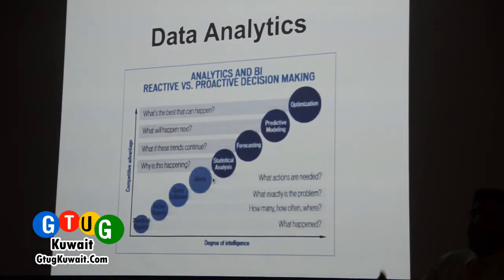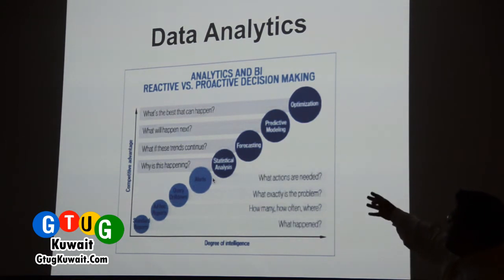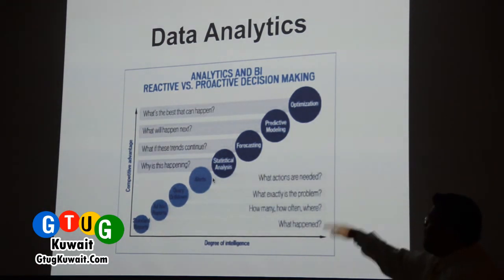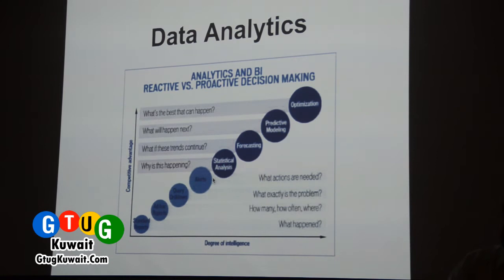And if you know what's going to happen next, then you can kind of analyze what data is going to be needed at that time, which is predictive modeling. And finally, where everyone wants to reach is optimization. So you optimize the data that you have stored. So this is basically an overview of data analytics and business intelligence.